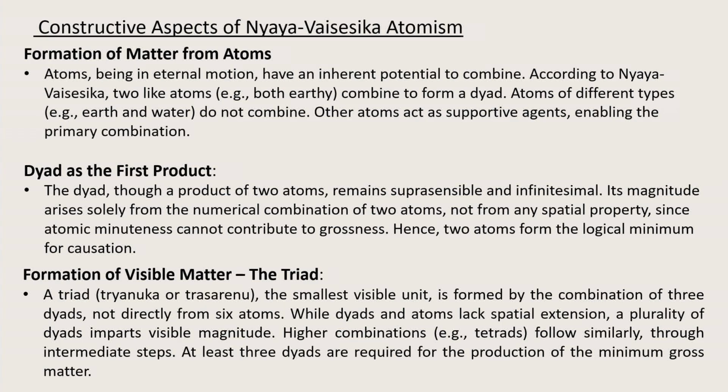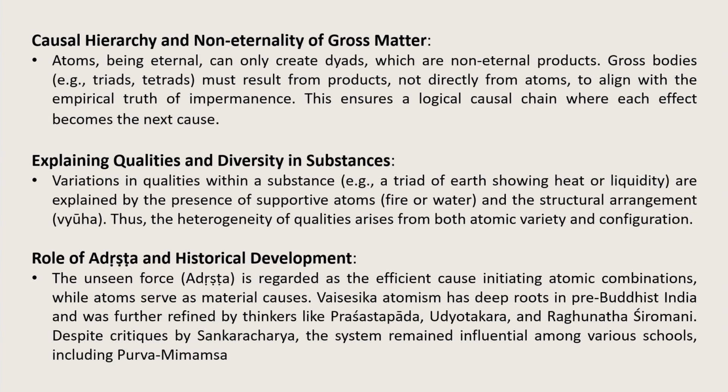A plurality of dvayad impacts visible magnitude. Higher combinations follow similarly through intermediate steps. At least three dvayad are required for the production of the minimum gross matter. So, these points are basically related to how a particular matter, a particular avayav, is formed, which we can see with our eyes.